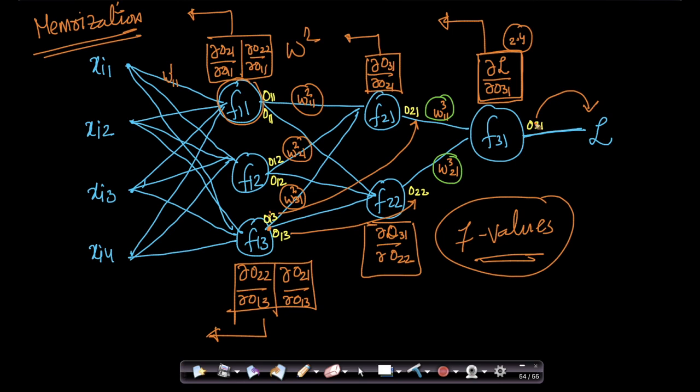Imagine this derivative is used by all the 20 weights that you have, because you have 12 weights in this level, you have 6 weights here, and you have 2 weights here. 4 into 3, 12, 3 into 2, 6, 2 into 1, 2. So all the 20 weights here need you to compute this. So instead of computing it 20 times, you computed it only once, and it still is reused 20 times. This technique is called memoization.